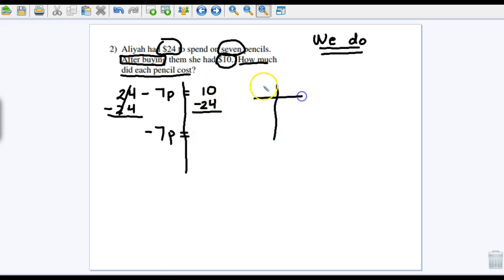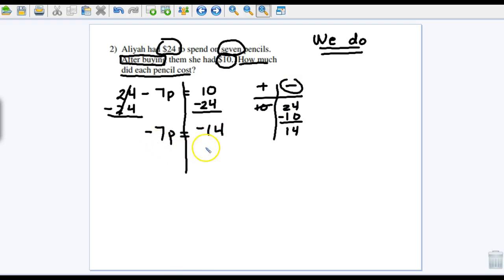So I have a positive and negative, so just to be safe, I'm going to use my column method. 10 is positive, 24 is negative. 10 is smaller than 24, so I'm going to subtract it from 24. And that gives me 14 on the negative side, so my answer is negative 14.